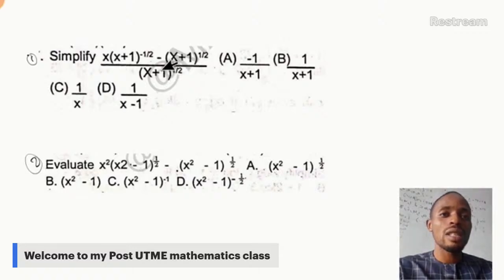Okay, 1 over 2 means you are finding the square root, according to the rules or laws of indices. Remember, guys, it refers to our previous class when I discussed the laws of indices.